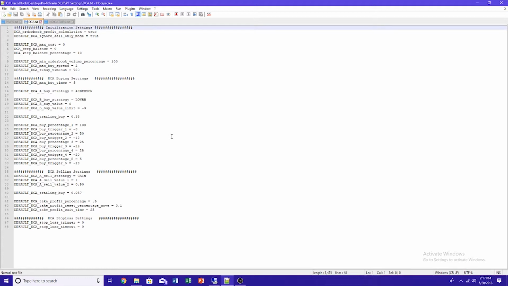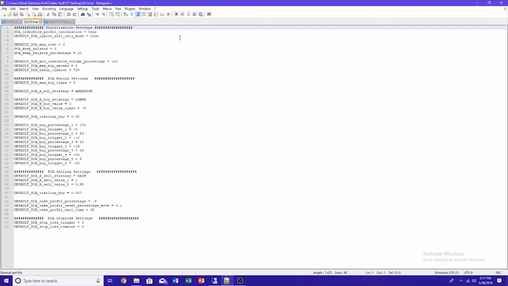So, we got the DCA order book profit calculation again here. Once again, check the wiki out if you don't know what that is. And then default DCA ignore sell only mode equals true. I think that's a good thing to have set because we want to get out of bags. And when it's in the DCA log, I want it to still buy, even if my pairs and the possible buy log is set to sell only mode. I want the DCA log to be buying so I can get out of those bags. So I have that set to true.